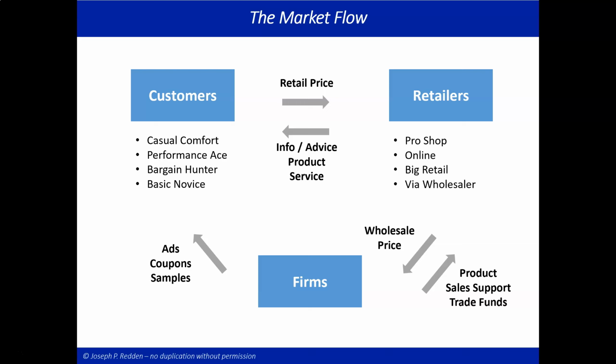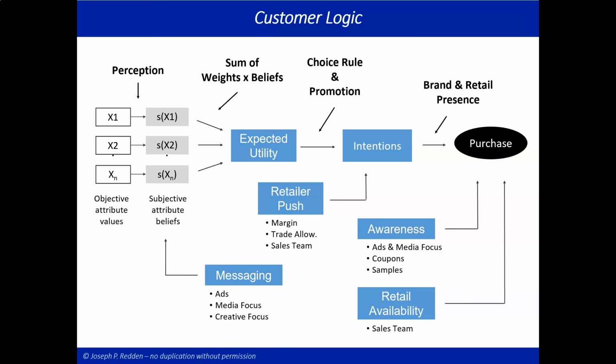In terms of the customers making decisions, this is an overview of the customer logic. So in the top left, we have the different values of your string. Again, there are 7 attributes, and they have objective values of how well they perform. But as you know from our consumer behavior learnings, what really matters is the perceptions people have, what they believe about the product. And so they'll have beliefs about each product for each attribute. Then they'll combine those attributes to get an overall expected utility or a liking of that product.